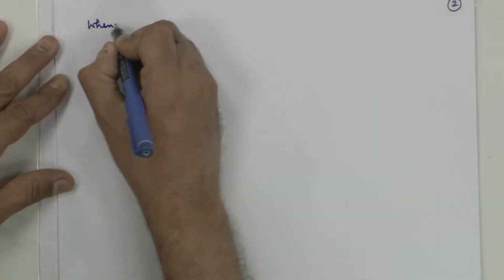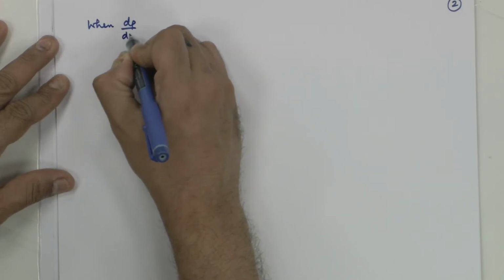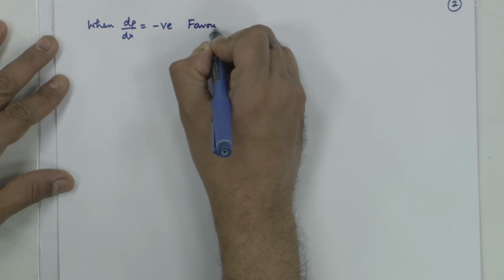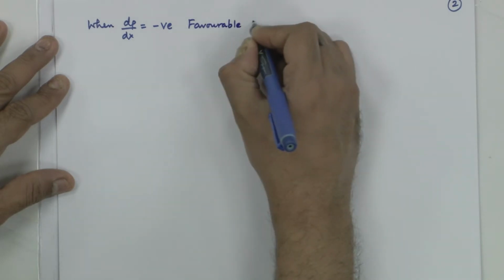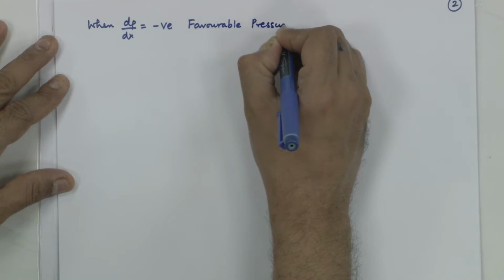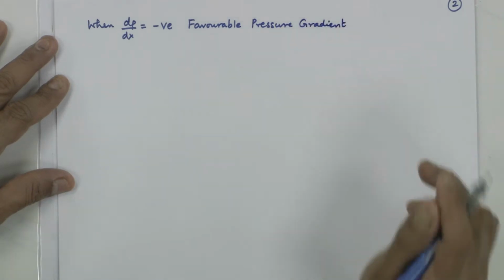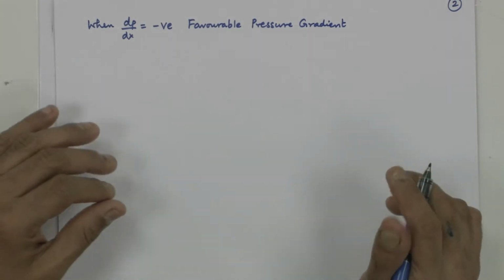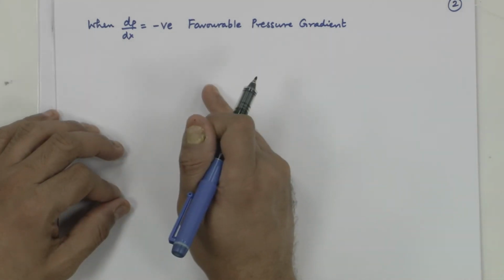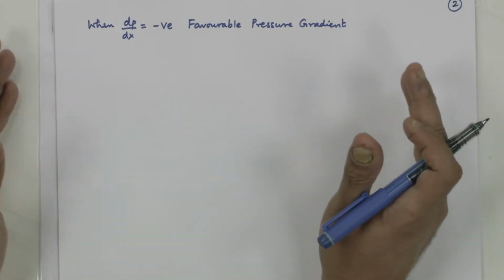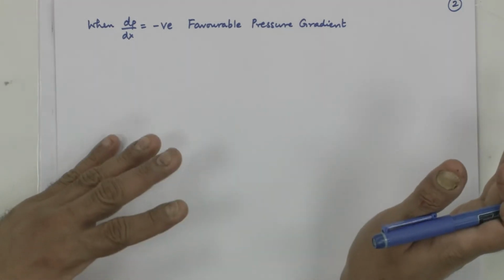A third class is when dP by dx is negative, which is called a favorable pressure gradient. What is favorable about it? As flow happens, or for flow to happen, that means if any real flow has to take place, flow happens from high pressure to low pressure. Heat transfer happens from high temperature to low temperature.